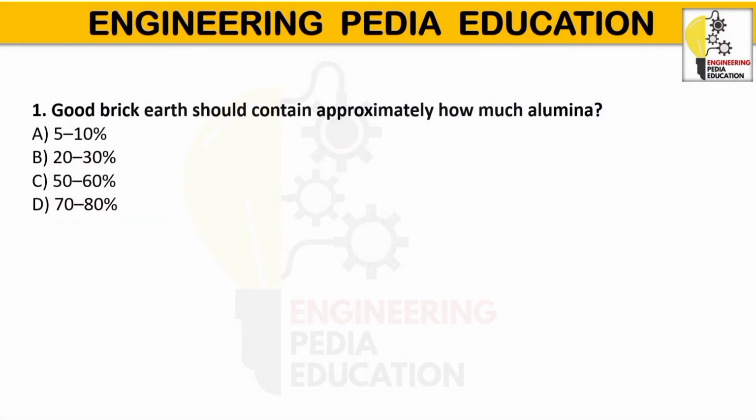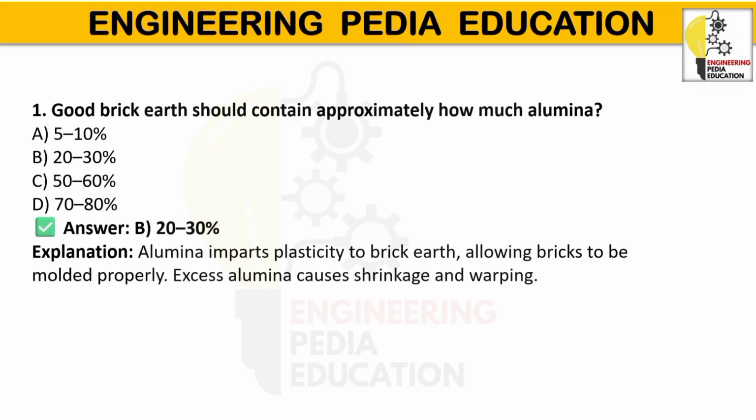Good brick should contain approximately how much alumina? 5 to 10%, 20 to 30%, 50 to 60%, or 70 to 80%? So the correct option is 20 to 30%. Alumina imparts plasticity to the earth, allowing brick to be molded properly. Excess alumina causes shrinkage and warping.